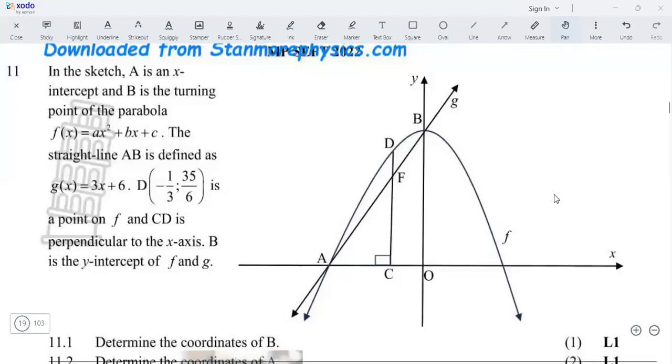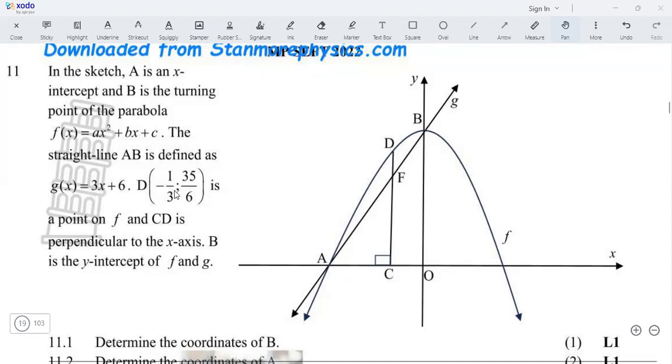All right, so here's our next question on the parabola function. It says in the sketch, A is an x-intercept and B is the turning point of the parabola. We have the equation in standard form, but we don't have any values. The straight line AB is defined as g(x) = 3x + 6.